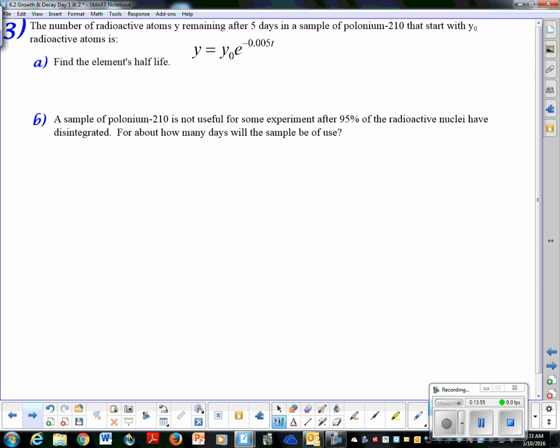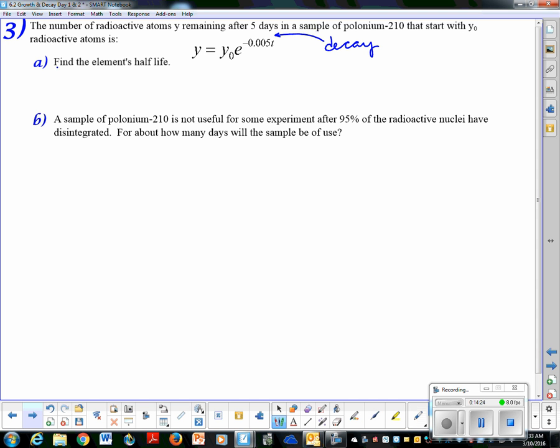Number 3, the number of radioactive atoms, Y remaining after 5 days in a sample of polonium-210 that start with an initial radioactive atoms is given by this equation, which is familiar. It does give us the K value, and notice it's negative, so I know immediately that I am in decay mode. Find the element's half-life.